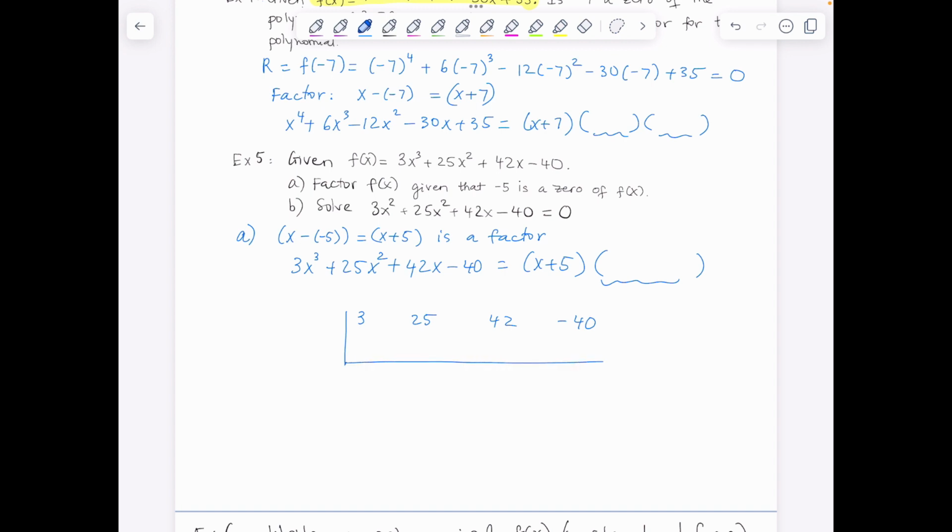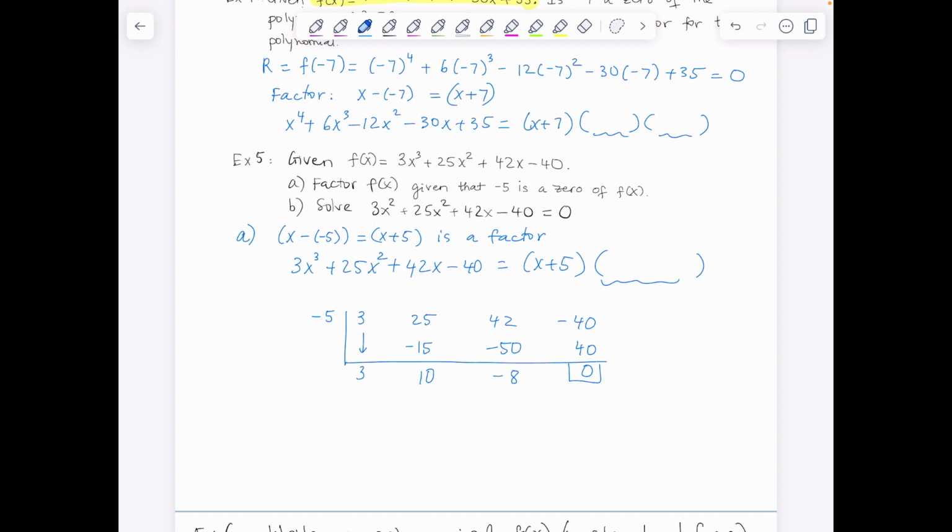Next, c is the 0, which is negative 5 here. First, we'll bring 3 down. Then repeat 2 operations, multiply and add. 3 times negative 5 is negative 15. 25 minus 15 is 10. 10 times negative 5 is negative 50. 42 minus negative 50 will give us negative 8. Negative 8 times negative 5 is 40. Negative 40 plus 40, that gives us 0.